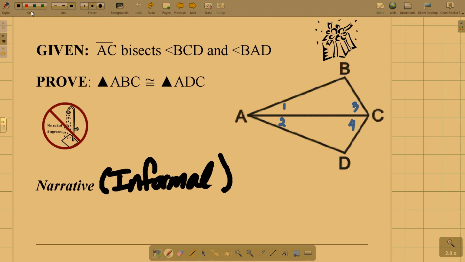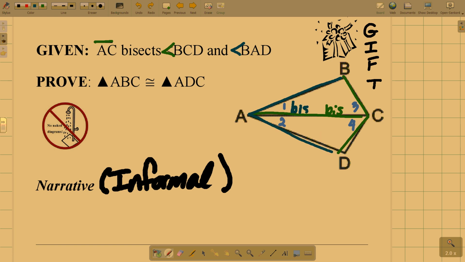The most important thing is to walk yourself through GIFT: given, implied, freebies, talk through. So we are given the fact that AC bisects BCD. So I'm going to trace AC, BCD. I write the word bisect. And it bisects BAD, going this way as well. I am done with my given.